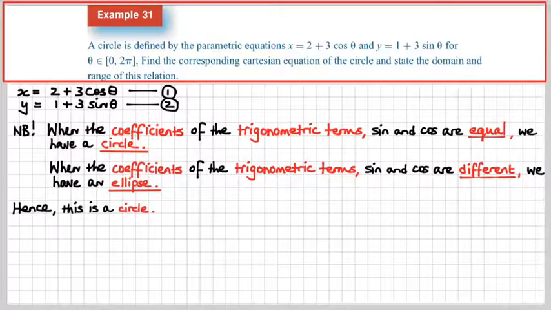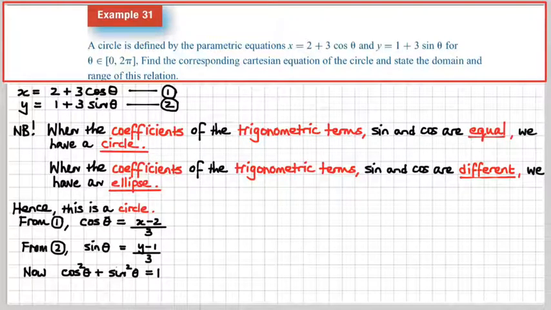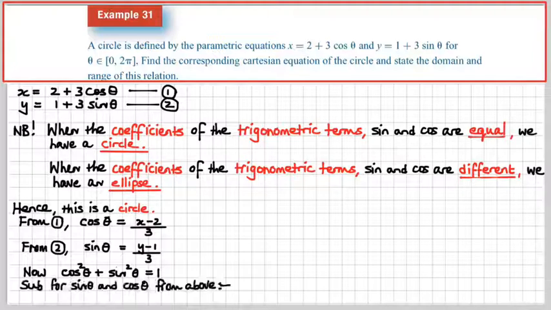When you work out the Cartesian equation, you lose all information about where it started and what direction it's going in. All you see is the snail trail of where it's been. So this is a circle. From equation 1 we make cos theta the subject, from equation 2 we make sine theta the subject, and we use this marvellous theorem that cos squared plus sine squared equals 1, and we substitute for sine theta and cos theta from these equations into this expression.